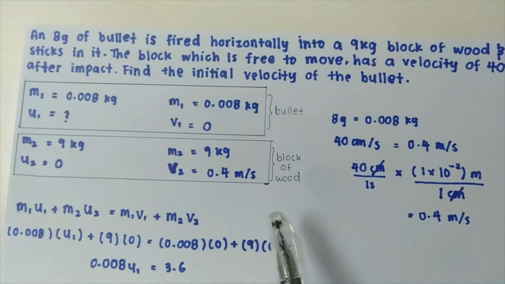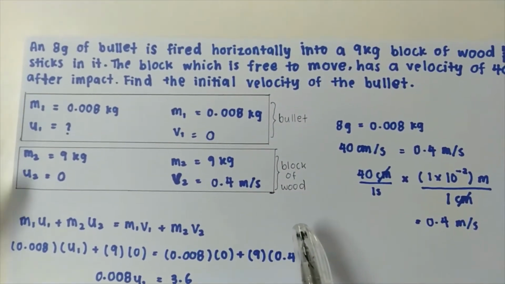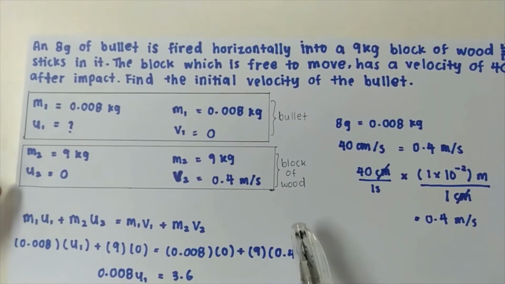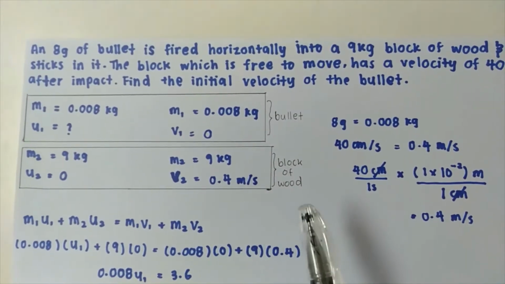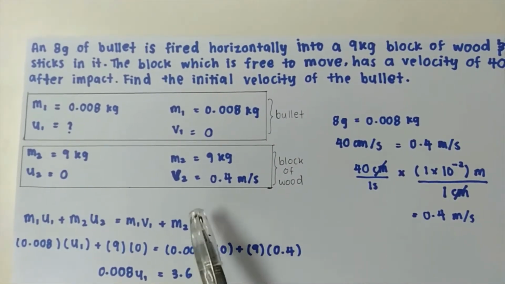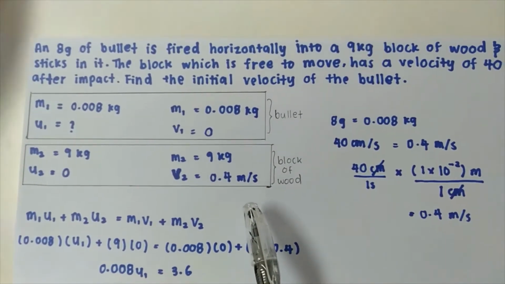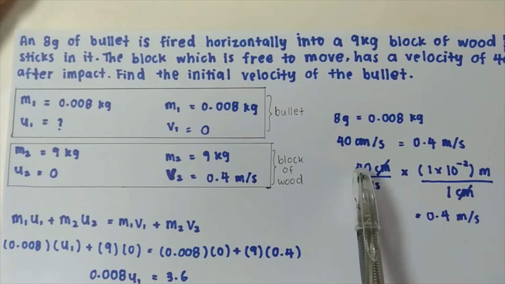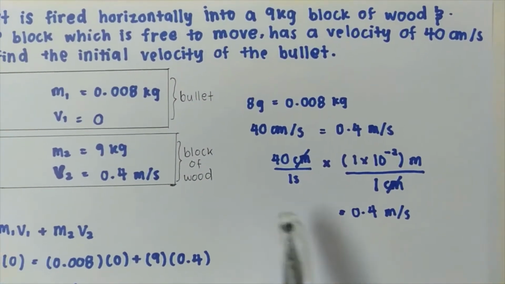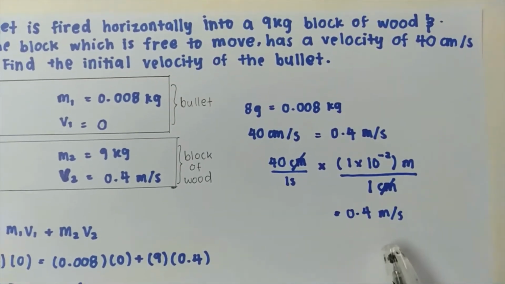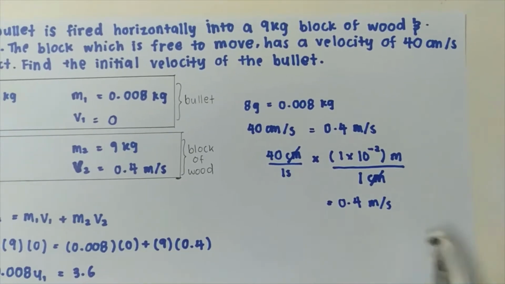Okay, for the second object, the block of wood, M2 is 9 kilogram, U2 is 0 because it didn't move. M2 also 9 kilogram because it's the same. Velocity 2 is 0.4 meter per second. Okay, it's actually 40 centimeter per second, but as I said before, we need to convert it to SI unit, so I already converted it. So it becomes 0.4 meter per second.